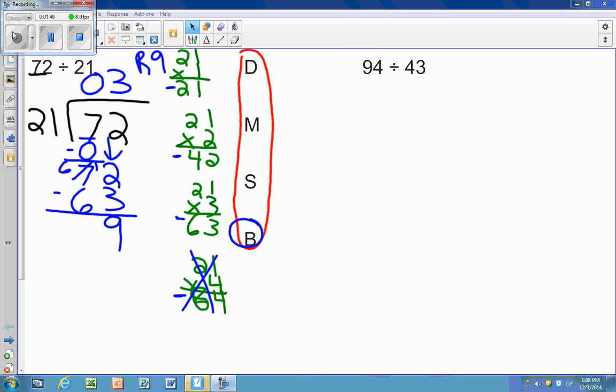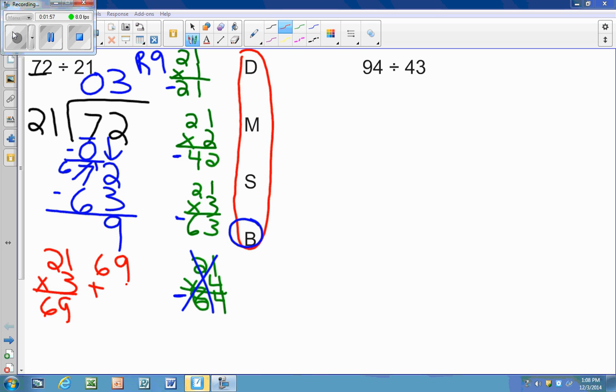Then I'm going to make sure that I do my check, which is taking my quotient times my divisor, which is 21 times 3, which is 63. And separately, I then add 63 plus 9, and I get 72, and that matches the number underneath, so that usually tells me that I am correct.